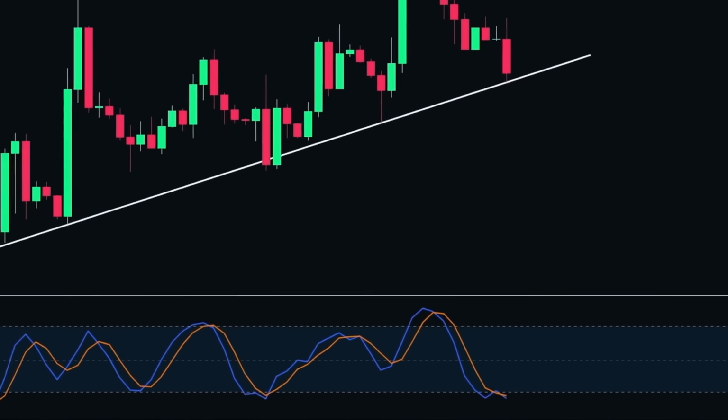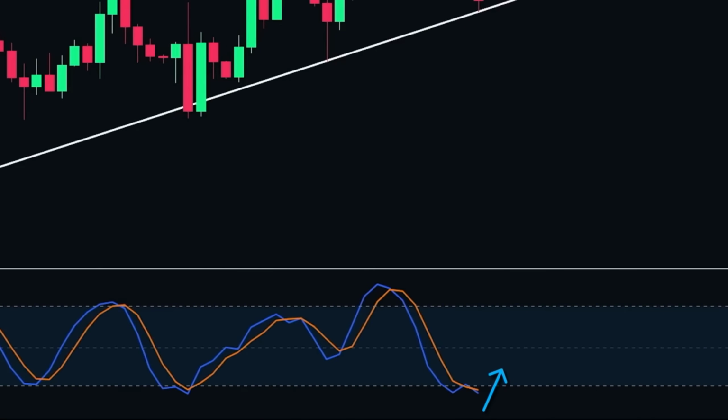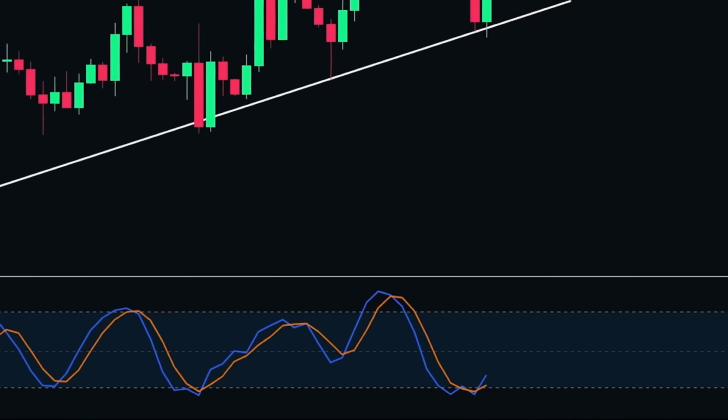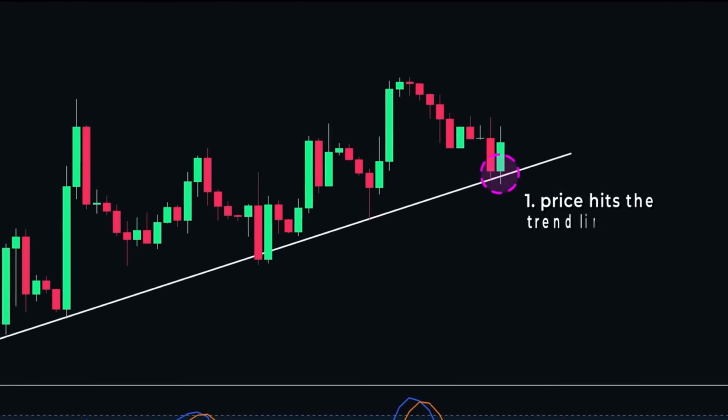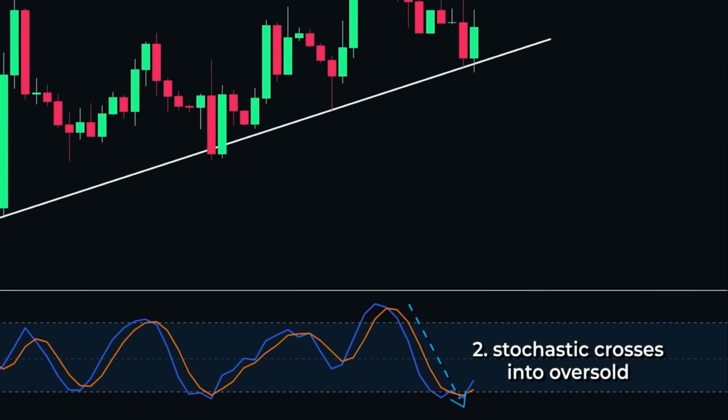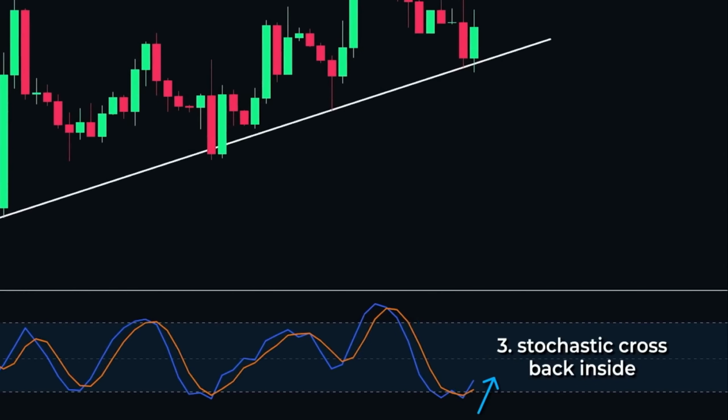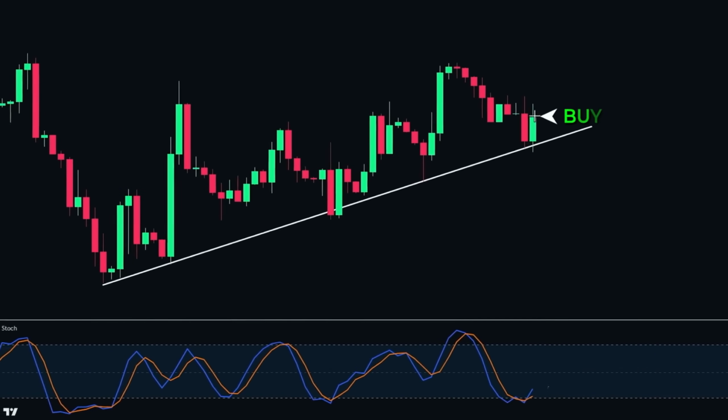For our last entry confirmation, wait for the stochastic line to cross back inside the oversold levels again. So to recap, first, we want to see price approaching the trend line area. We want to see the stochastic cross into oversold, then cross back inside again. Once these signals are met, I open a buy position.